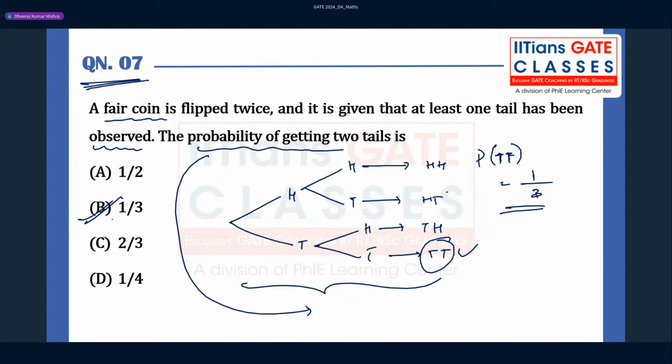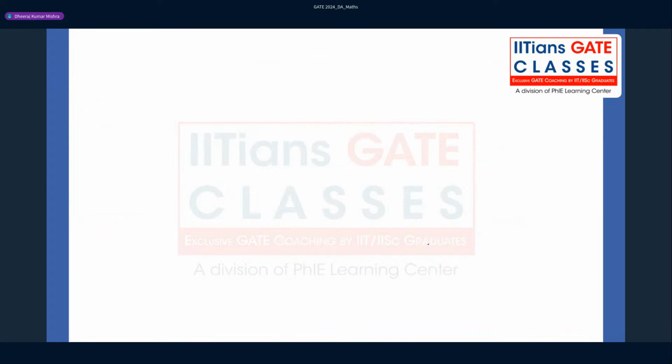Okay, so you have got the sample space, but based on this, it is given that at least one tail has been observed. So in this there is no tail, you can see here. So we are not going to consider this one, right? Okay, so we have to find the sample space according to the given question. So that sample space will be this: HT, TH and TT, right?